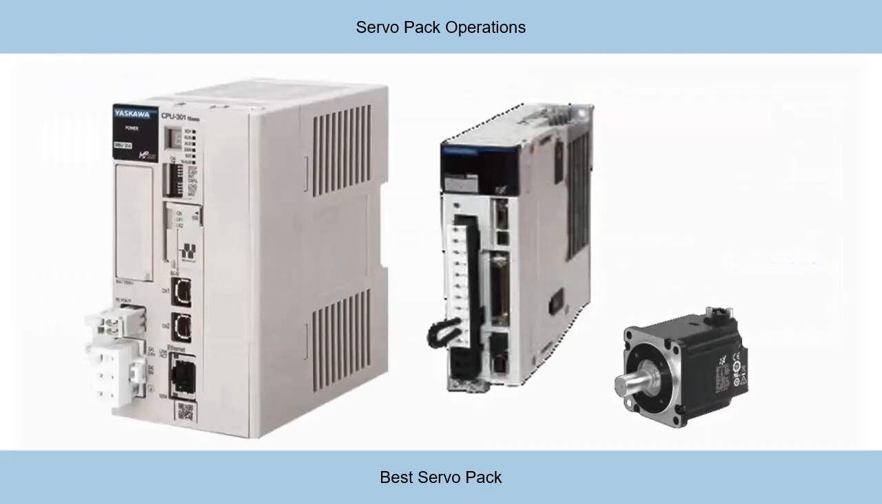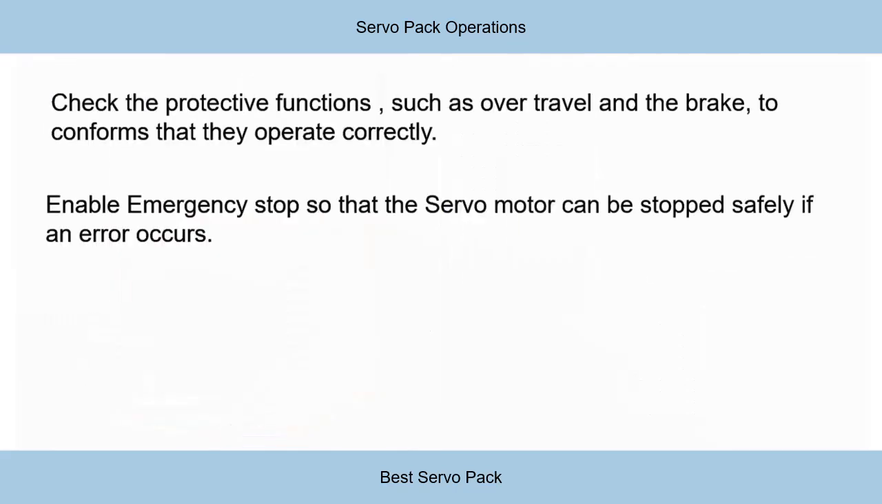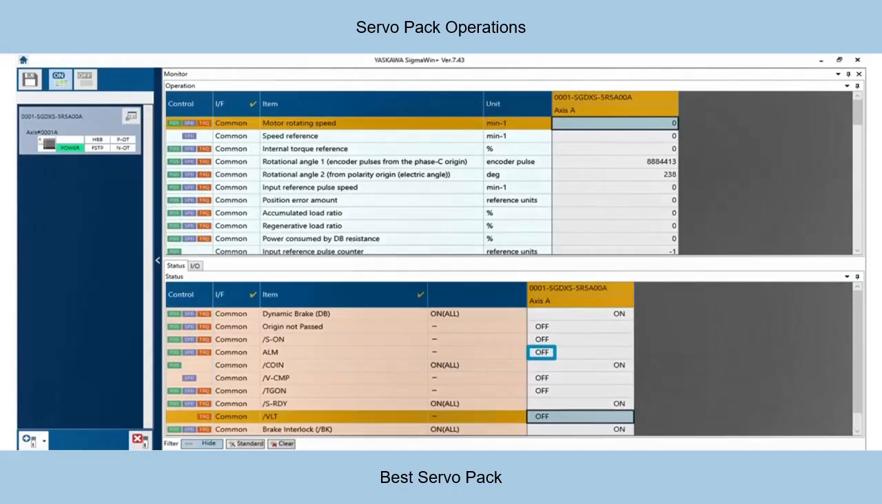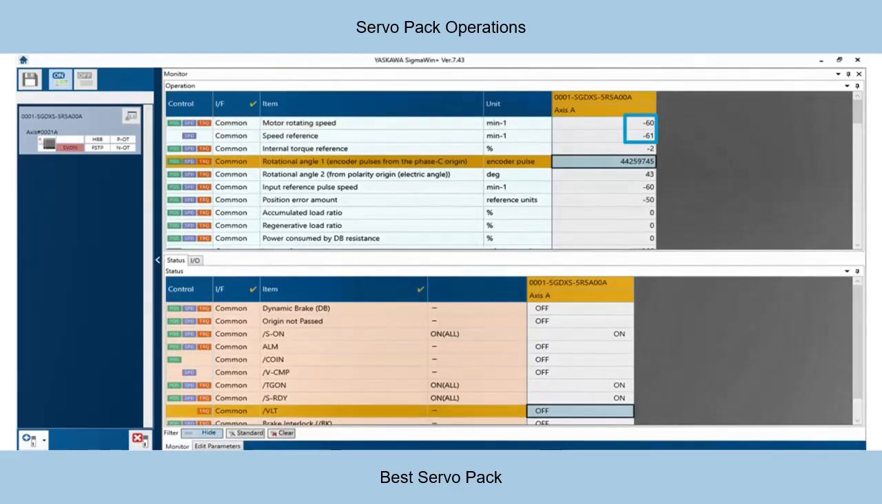Turn on the power to the host controller and turn on the control power and main circuit power to the SERVOPACK. Check the protective functions, such as overload and the brake, to confirm that they operate correctly. Enable emergency stop so that the servo motor can be stopped safely if an error occurs. Check that no alarm has occurred and issue the servo on command from the host controller. The servo motor will rotate by references that are output by pulse trains. Confirm that the movement direction, travel distance, movement speed, and other items match the references.